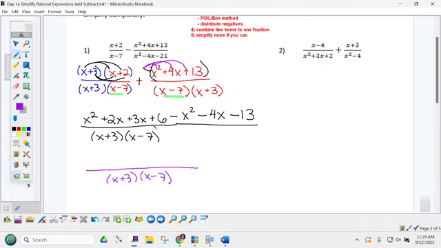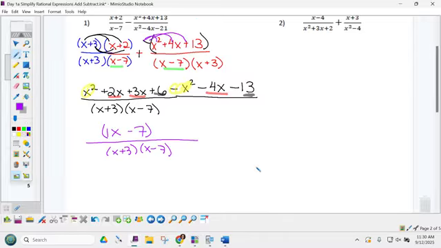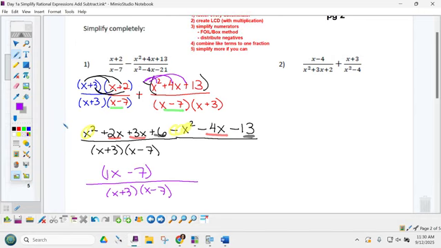So now my last step is combine the like terms. So x squared minus x squared is 0. 2x plus 3x minus 4x creates 1x. Positive 6 minus 13 is minus 7. This one is optional, so I can keep it. So I've got a numerator of x minus 7 and a denominator of x plus 3, x minus 7.